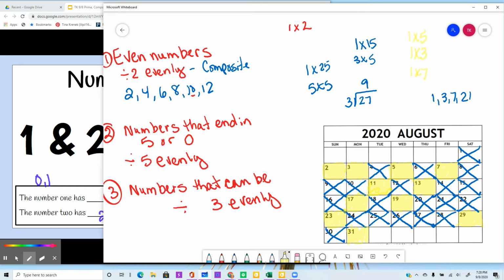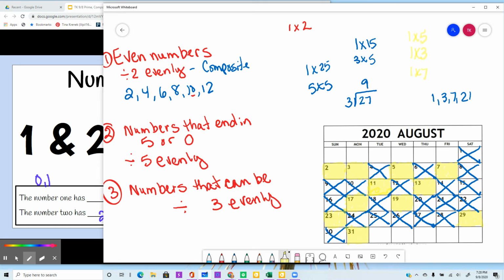So it would be helpful if you memorize these because these are your first few primes. In the month of August, and that's going to be how you'll be tested, they'll just say, how many days in the month of August are prime? And the thing you need to know is that August has 31 days.